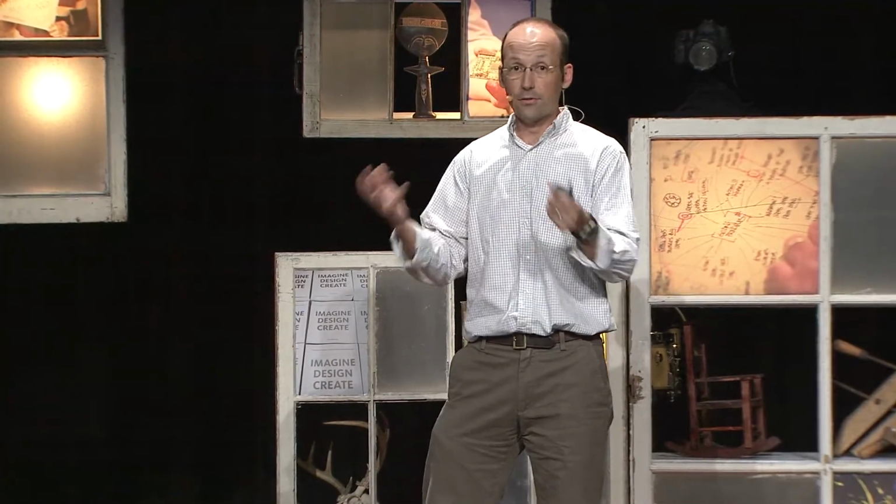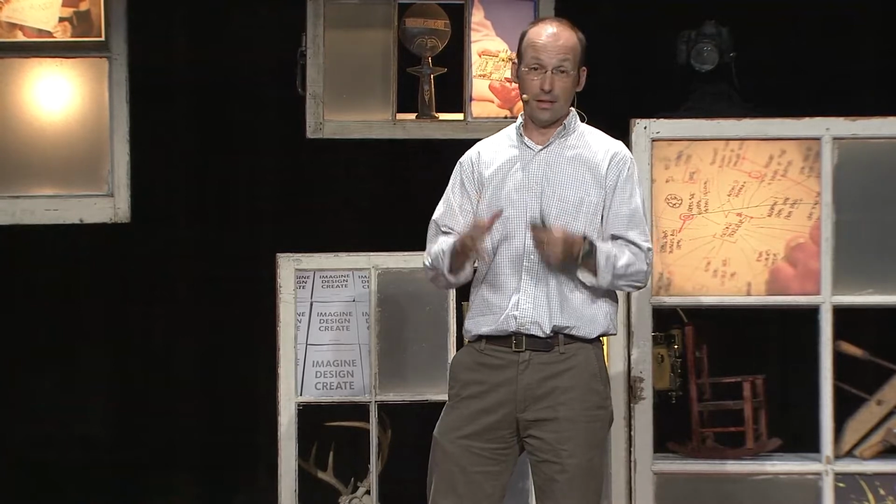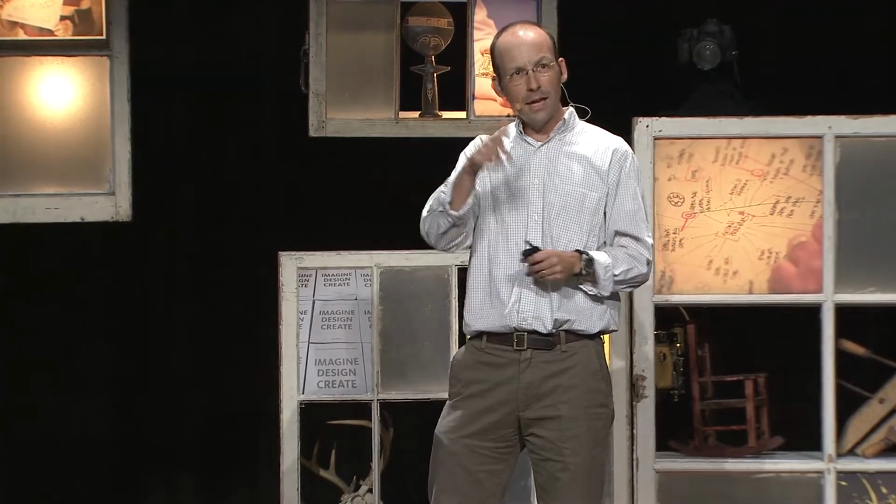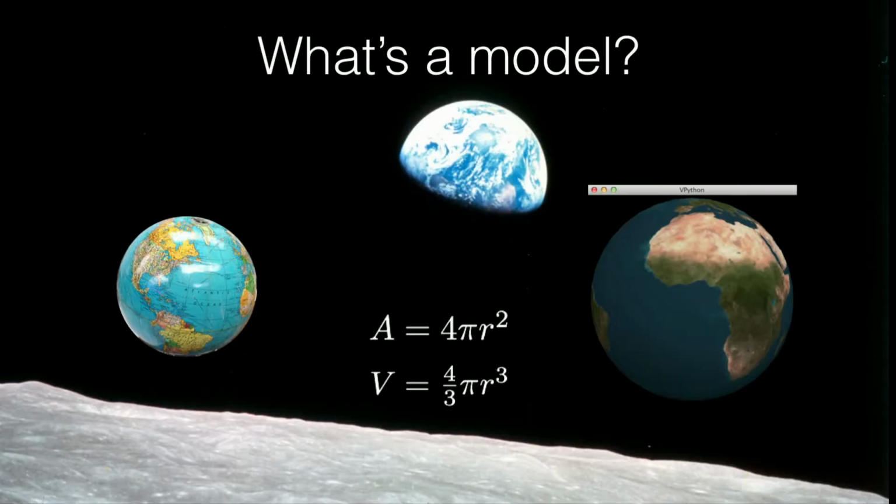And then on the other side, I have a computer model of the Earth. Also, it's useful in different ways, and it does different things. It's not the Earth. And then I have two equations, one for the surface area of the Earth and one for the volume of the Earth. So we can represent the Earth in lots of different ways with these models.